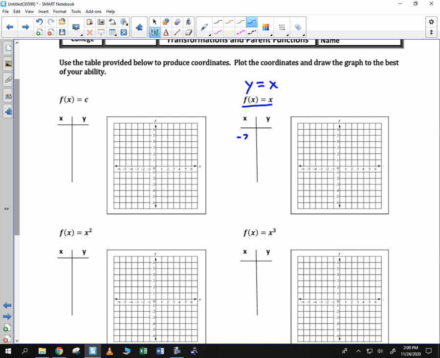So I'm going to use these values. If y is equal to x, then if x is negative 2, that means y would have to be negative 2. And if x was negative 1, then y would be negative 1. And 0 and 1 and 2 and so on and so forth. If you plot these coordinates, negative 2, negative 2, negative 1, negative 1, 0, 0, 1, 1, 2, 2, notice the line you get. So if you have x to the first power, you're going to get a line.